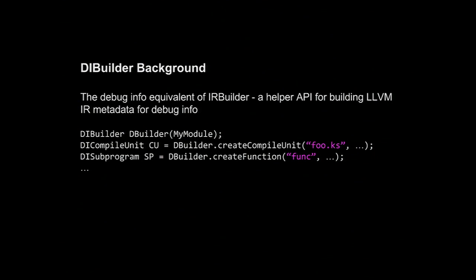Now, it's very simple. It just takes a module. You can create some compile units, some subprograms, all sorts of data. And as we go through, we'll go into how to add some source, everything up through source and variable location information to Kaleidoscope, exactly how to use a lot of the little different functions and what that looks like.